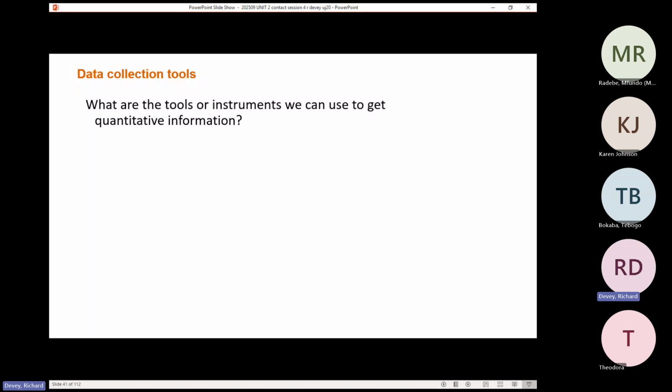Mfundo, you want to say something? What about structured observations? Yes, structured observation is another form of data collection. Another is an observation checklist, using your coding sheets. Yes. Sorry, Theodora, I can hear you. Self-assessments.